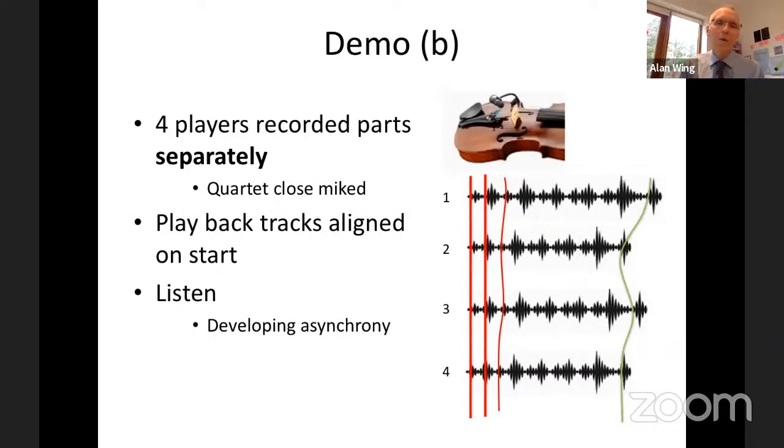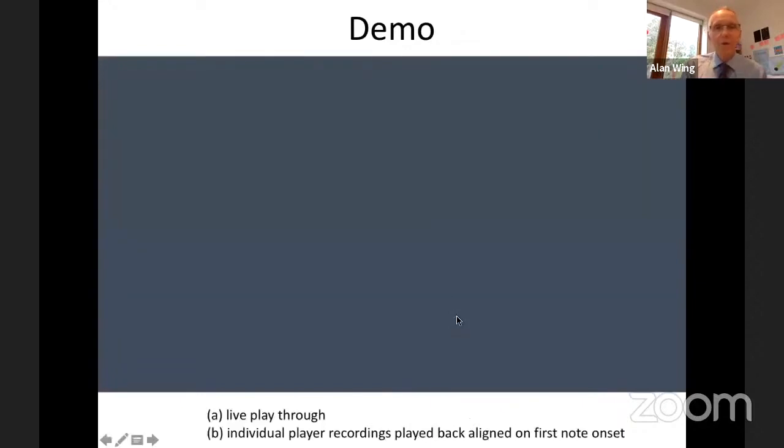So we recorded each of the four players playing their parts separately. So the quartet was close mic'd and each played their piece separately. And we played back the tracks aligned on the start note. And so the first note was aligned perfectly. They had a click track to bring them in at the right tempo when they were making their single track recordings. And what we'll listen to is what emerges as a developing asynchrony. So here we go.